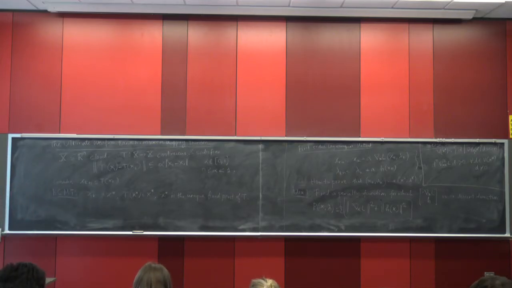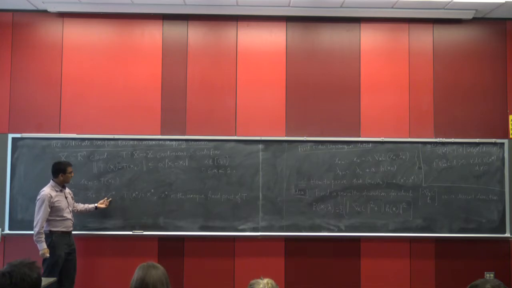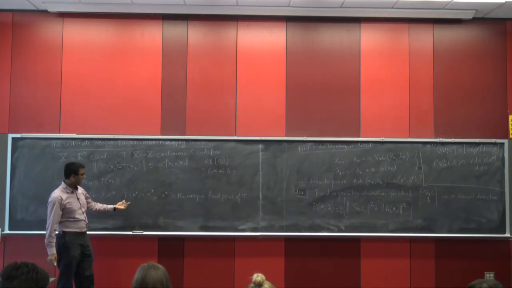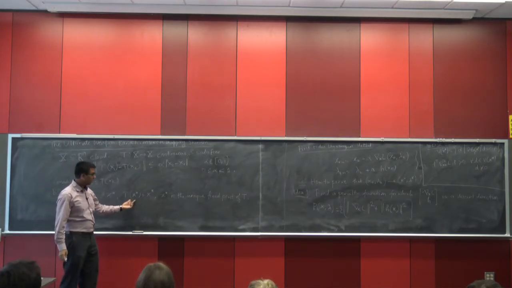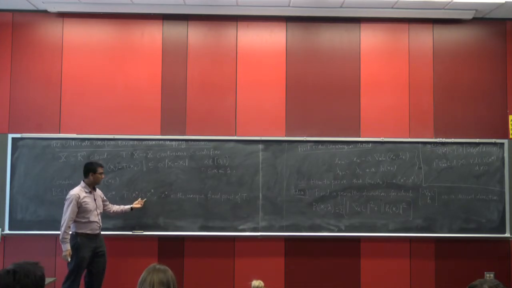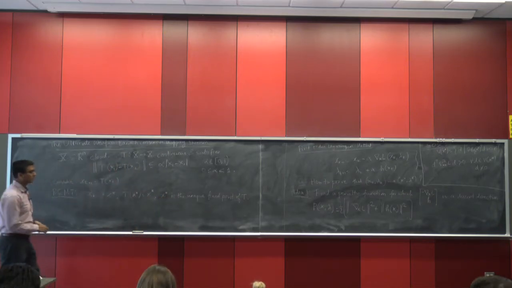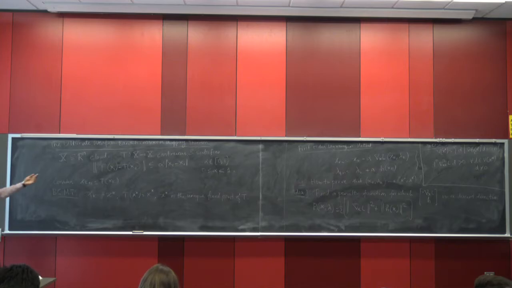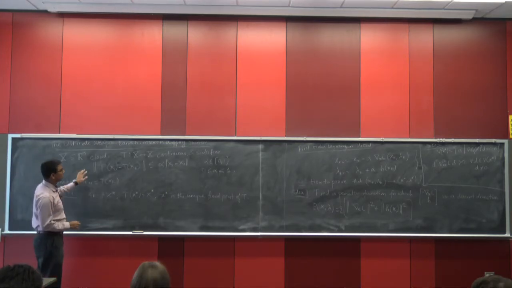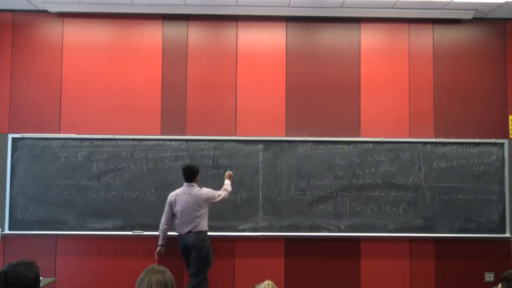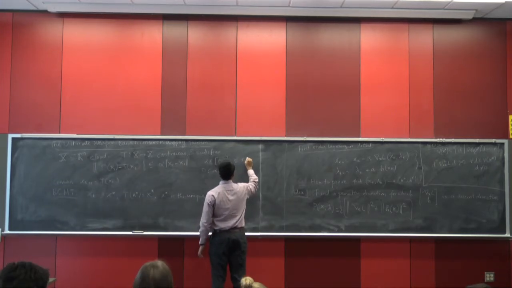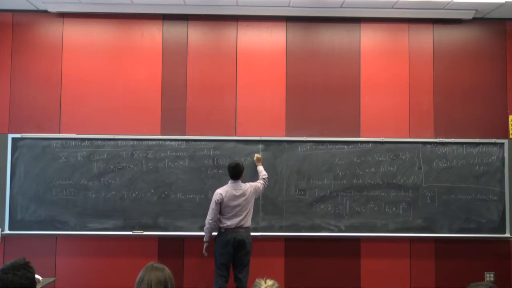There are three parts of the theorem. The first part says x_k converges to x star. The second part says x star is a fixed point of T. What is a fixed point of T? T(x star) equals x star. And the third part says x star is the unique fixed point of T. There is no other fixed point of T in the set capital X. By the way, there should also be a qualification that this holds for all x1, x2 in capital X.